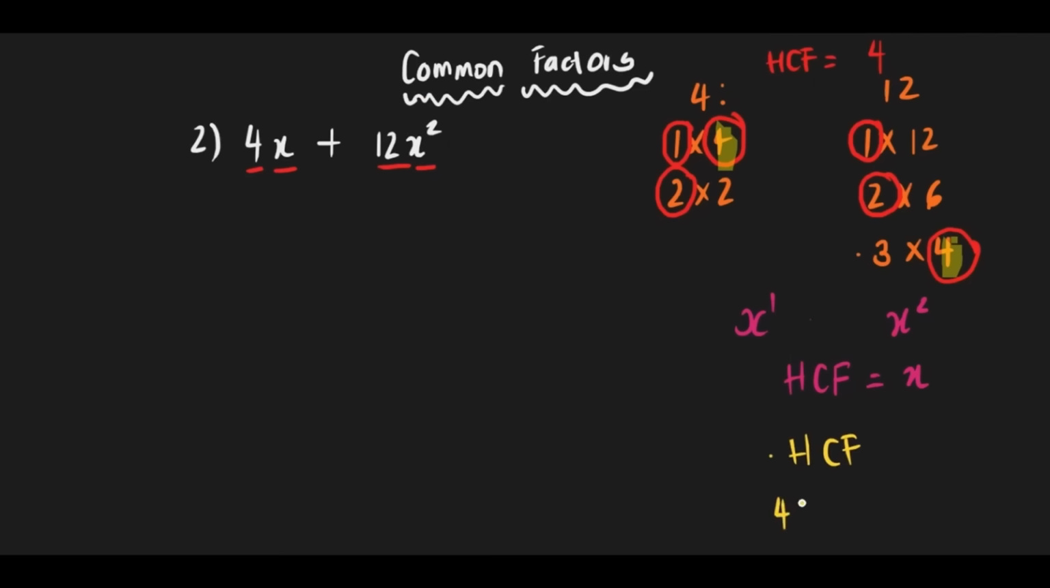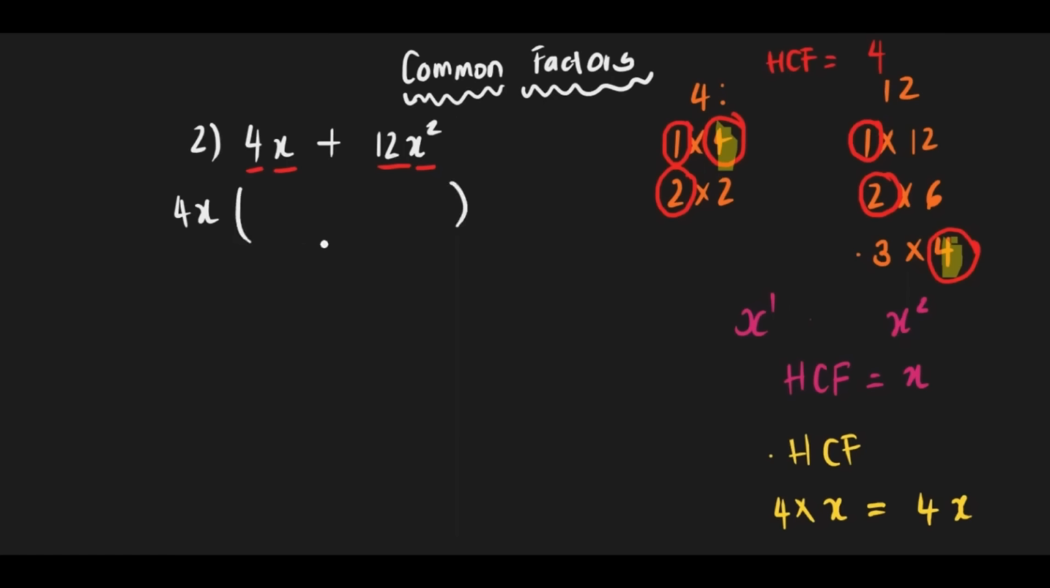So it's going to be 4 multiplied by x, which is going to give us 4x. So this is the one that's going to go outside the bracket. That's our highest common factor for this question. So we're going to write 4x here. Then we're going to open a bracket. Then we're going to close the bracket.